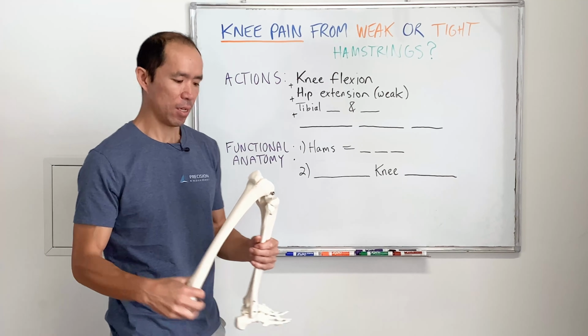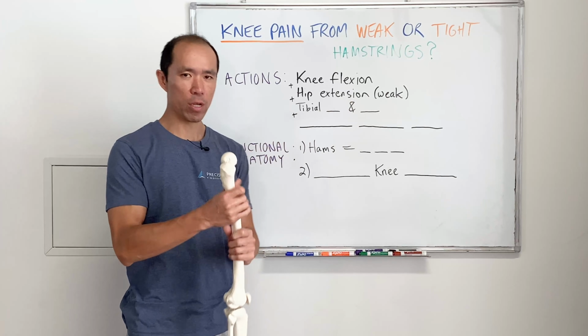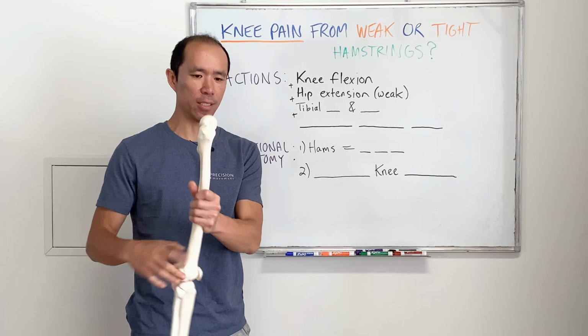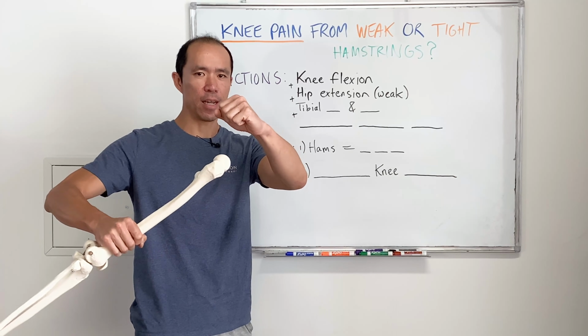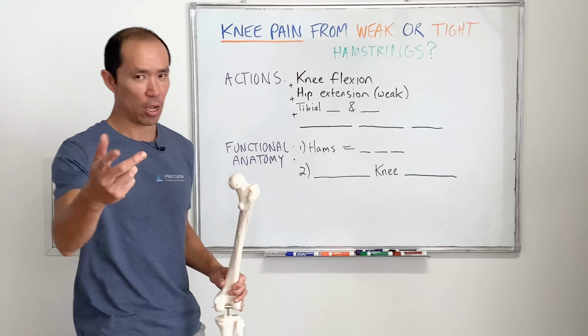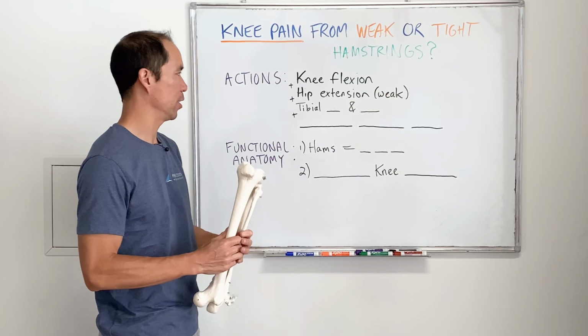Hip extension. So hip extension, and I wrote in brackets there, weak. It's very weak in hip extension. It should not contribute to hip extension. So if this is the pelvis, it's extending the leg back behind you that way. That's called hip extension. The glutes should be doing most of the hip extension.